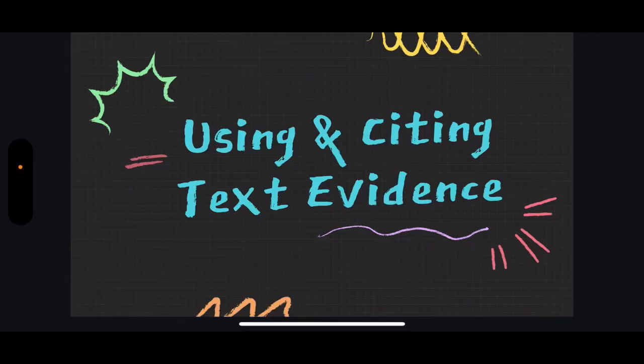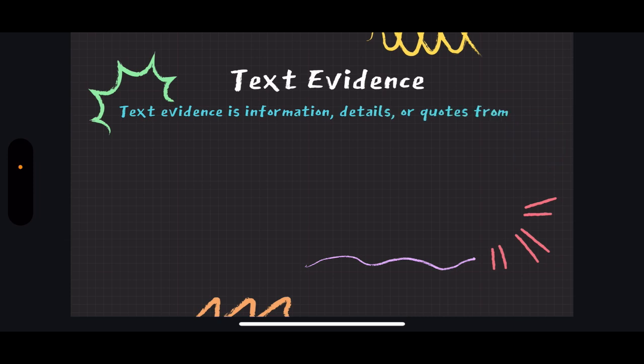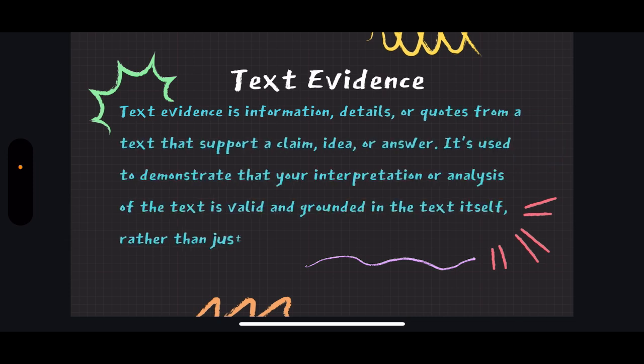Let's look at using and citing text evidence. Text evidence is information, details, or quotes from a text that support a claim, idea, or answer. It's used to demonstrate that your interpretation or analysis of the text is valid and grounded in the text itself, rather than just your own personal opinion.